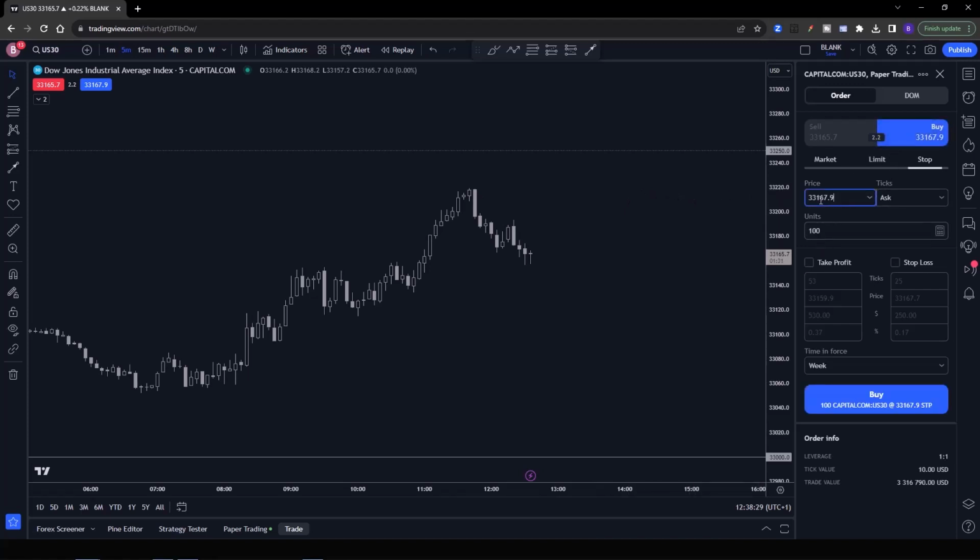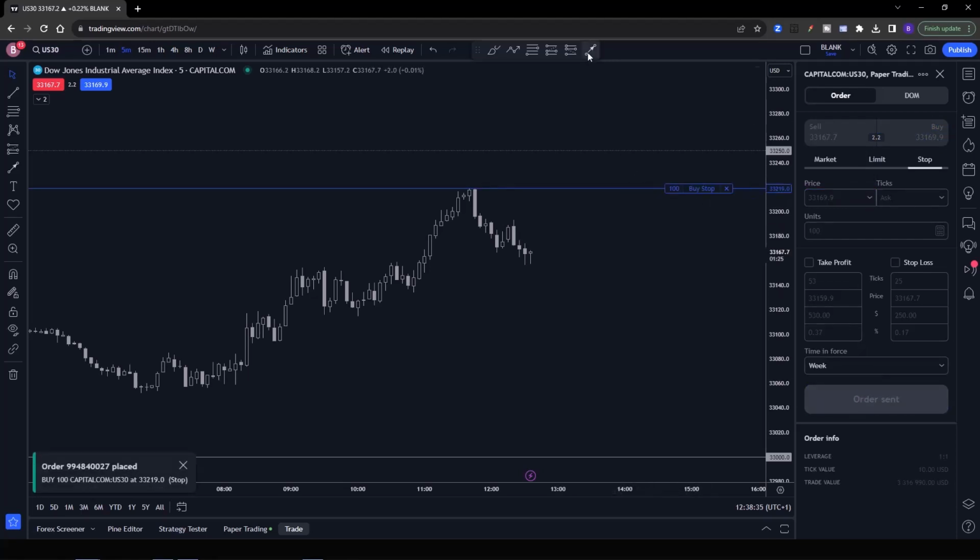So if we go on buy and we'll put 33,219 and we'll press buy. So now we have a buy stop. Now in order for us to make a profit, price has to come up, reach this level to put us in the trade, and then continue through it to make us a profit. So this is how you use stop orders.